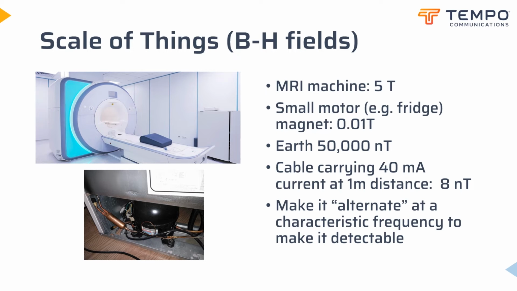Everyday objects with permanent magnet motors like refrigerators or windscreen wipers have local fields that are hundreds if not thousands of times less powerful than the most powerful MRI scanners, but are still thousands of times stronger than the Earth's own field. But the field 1 meter from a wire carrying what is a large tracing current of 40 milliamps is around 10,000 times smaller than that of the Earth. Yet this is normally readily detectable because it is made to alternate at a predictable frequency.